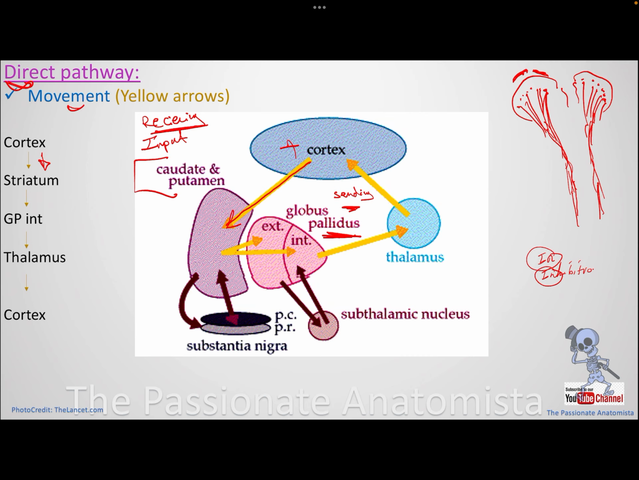The cortex wants to do a movement. It will send some information to the caudate and putamen, activating them. It will tell them, please, I want to do a movement. This is the direct pathway. Now, when you give positive charge to the caudate and putamen, remember, the basal nuclei are negative charge.